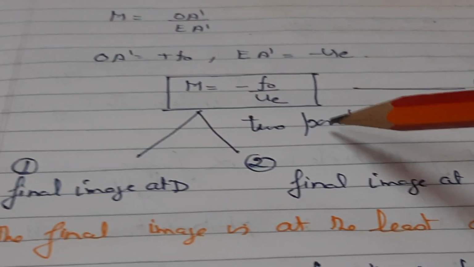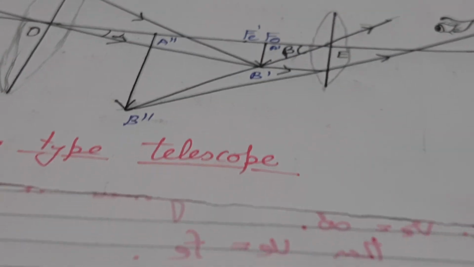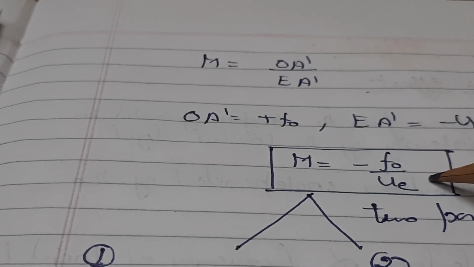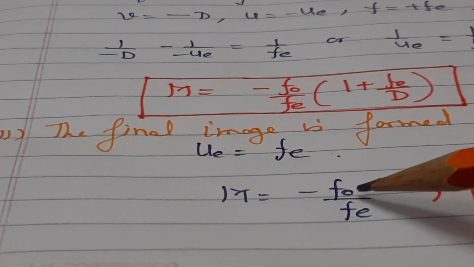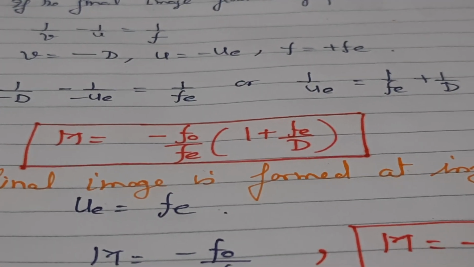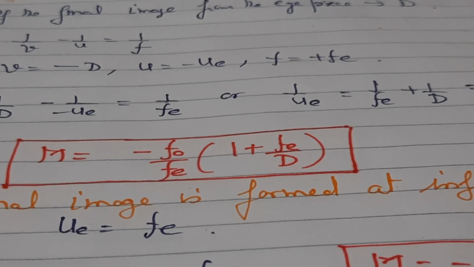And when the image is forming at infinity, what will change here? At infinity, v becomes infinity, but ue is with minus sign, so in this situation fe will be equal to ue. And the formula that we got, m is equal to minus fo upon ue, in place of ue you can write m is equal to minus fo upon fe. So this is the formula for when the image is forming at infinity. So this is about your astronomical telescope.